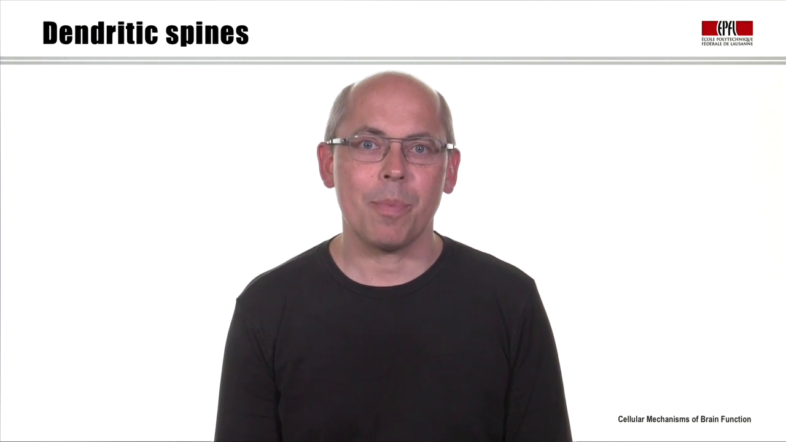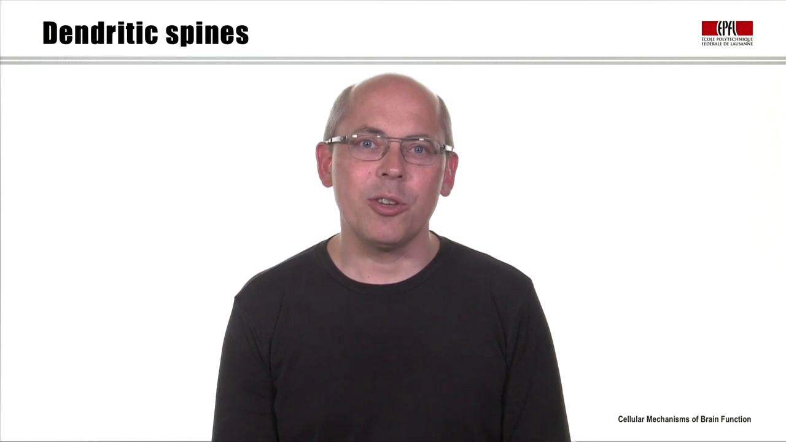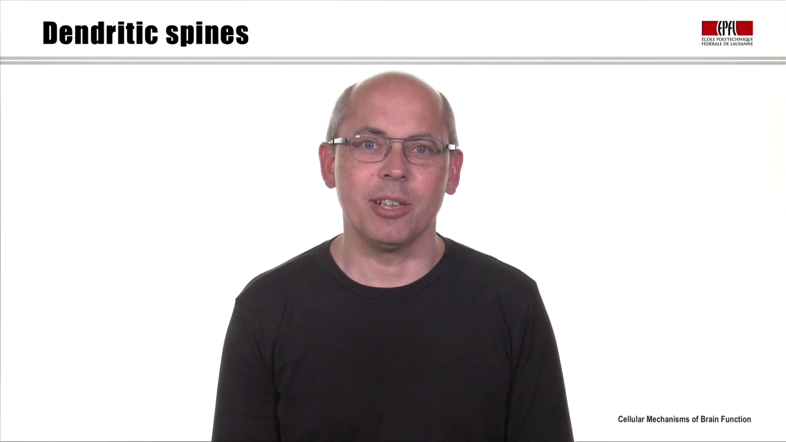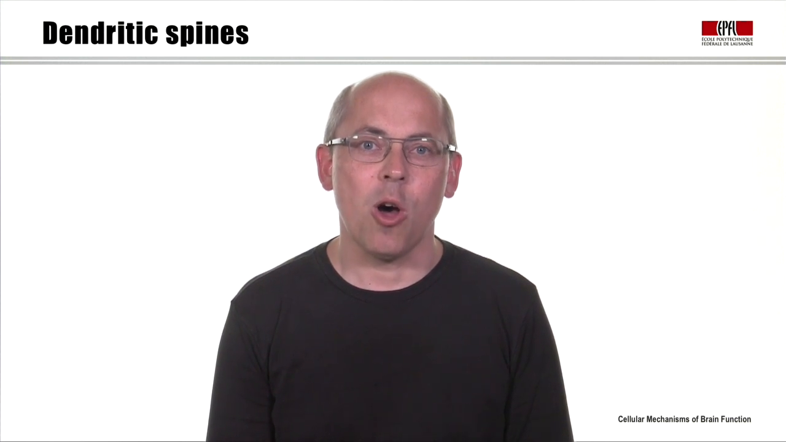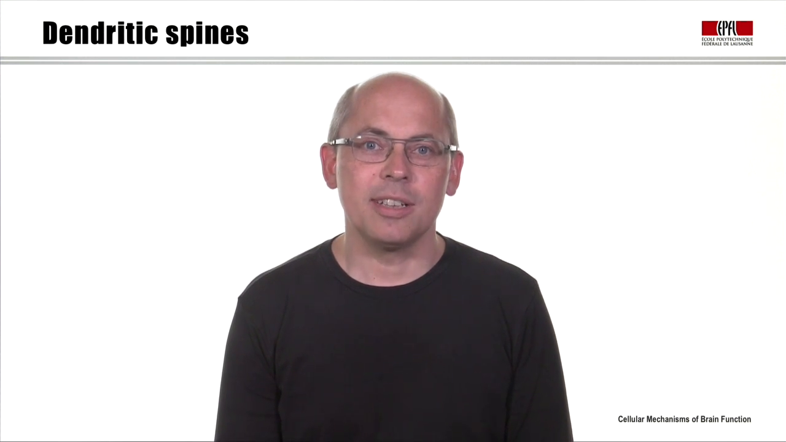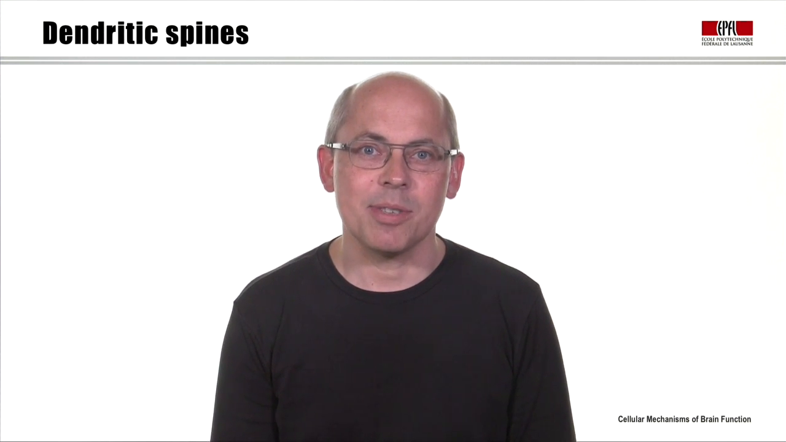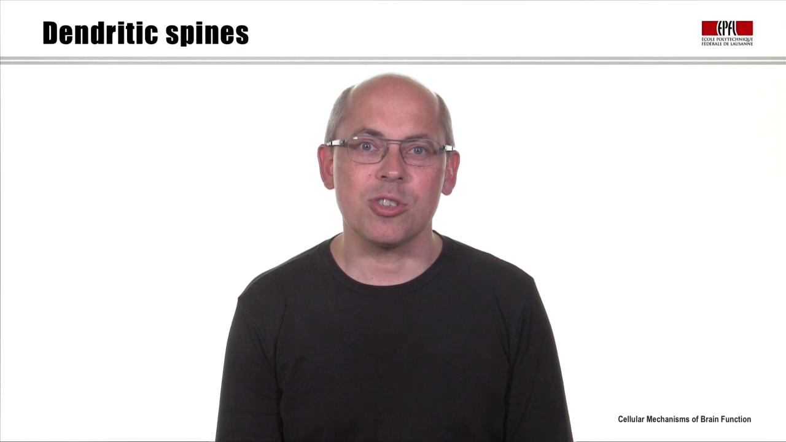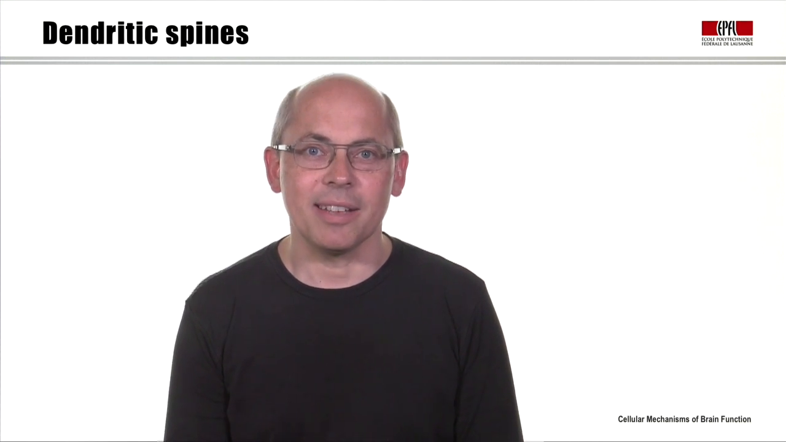soma. In this lesson, we'll learn that there's a further level of specialization that occurs on the dendrites, where small protrusions grow from those dendrites in order to make excitatory synapses. And those protrusions are called dendritic spines.